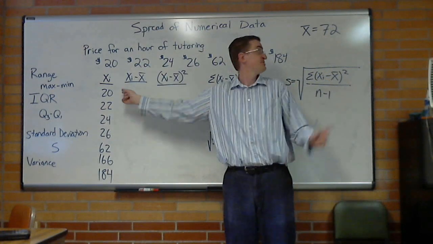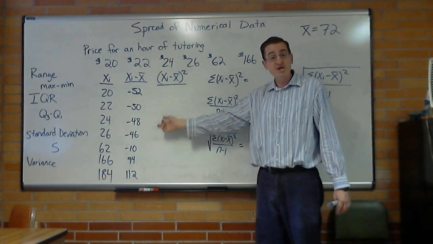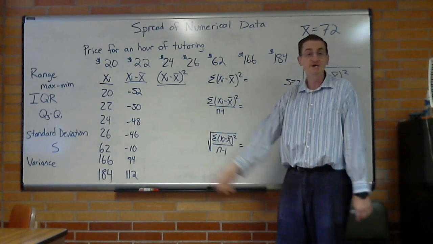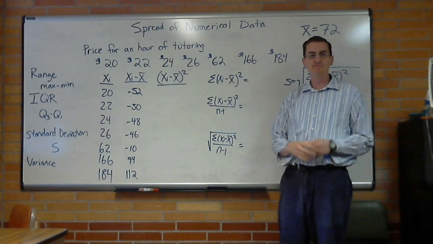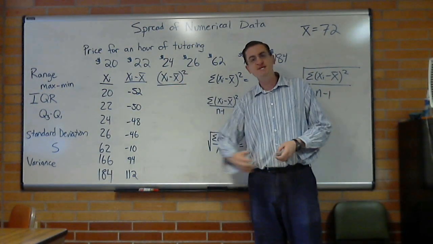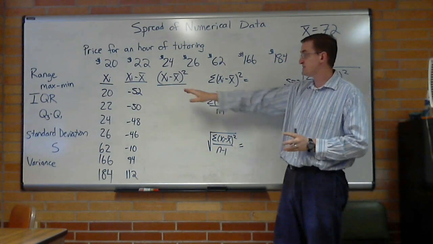So each of these numbers minus 72 gives me these numbers. Notice some are negative because they are below the mean. Some are positive because they're above the mean. If you added all those up, you'd actually get 0 because the mean was right in the middle. They have a name. Their name is deviations. We will use that term in a couple of weeks, but for now, that doesn't necessarily matter.